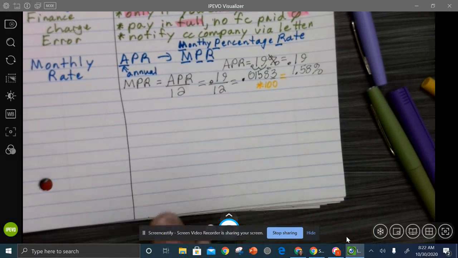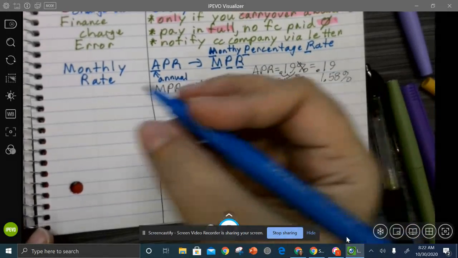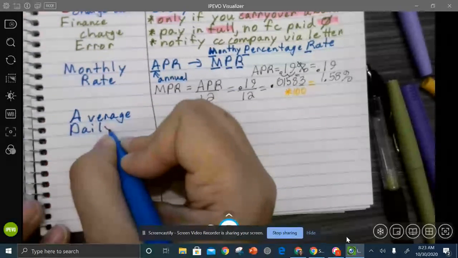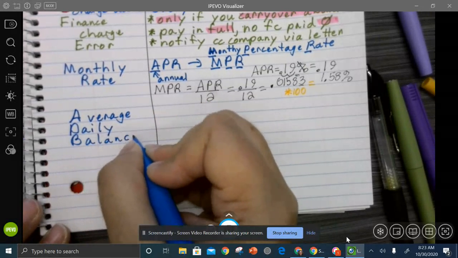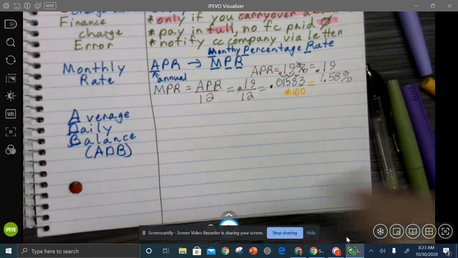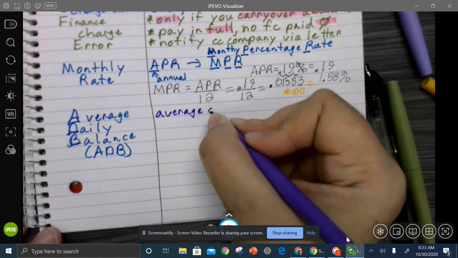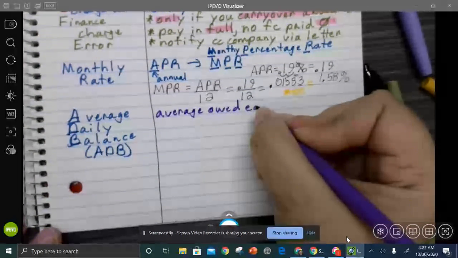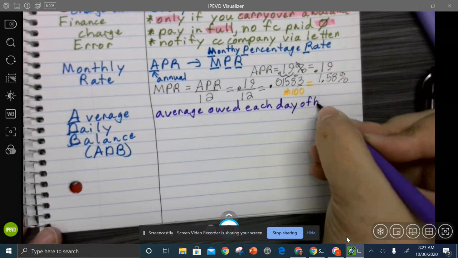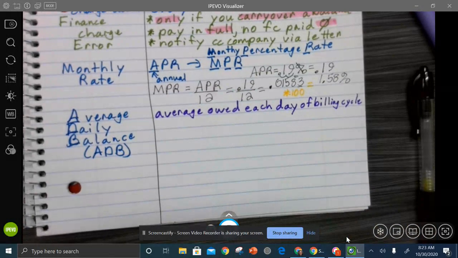Okay, so let's say, everybody, that you owe some money. We have the average daily balance, ADB. That's the average that you owe for each billing cycle, the average owed each day of the billing cycle. Let's do an example.